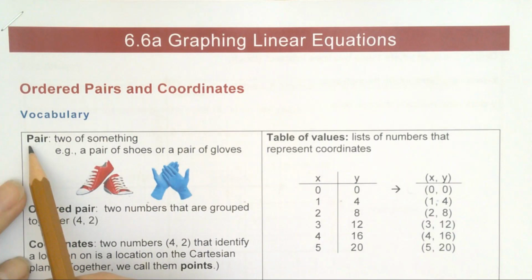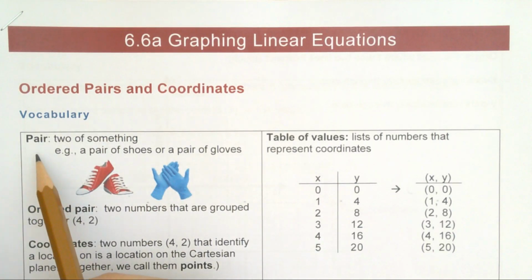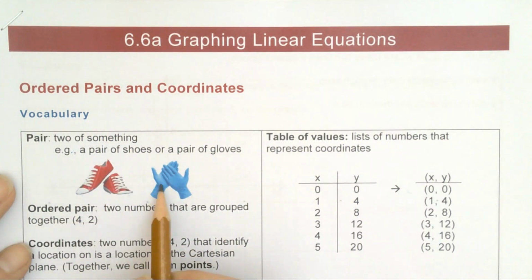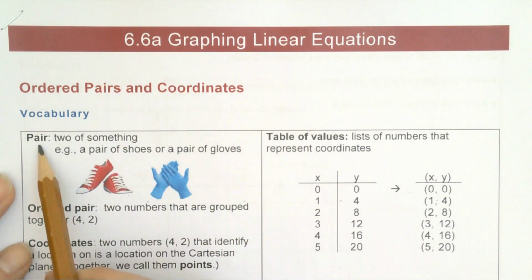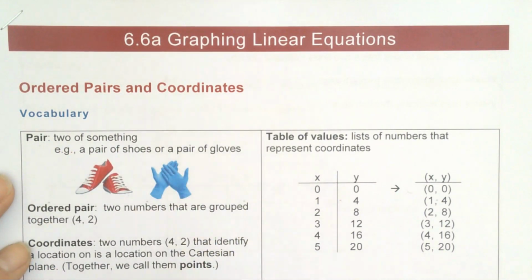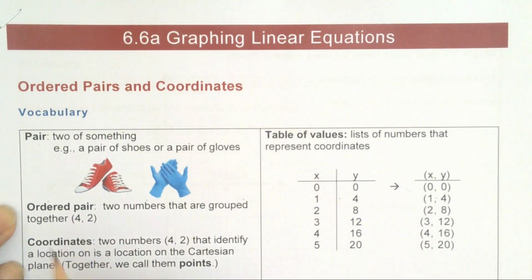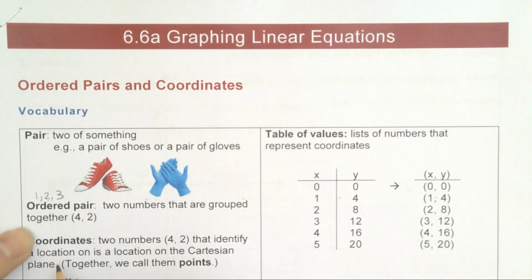So pair. Pair, you might think apple, orange, pear, but this is a different type of pair. Like this is a pair of shoes, a pair of gloves. So pair can mean two of something. And so when we have two numbers together, we call it an ordered pair. An order means like first, second, third. We have an order. Order is important. So we have two numbers where order is important.